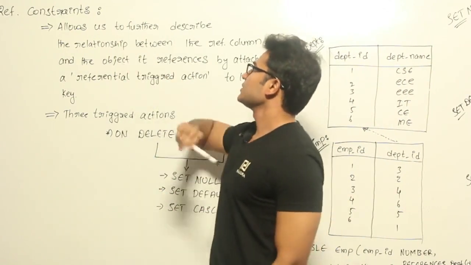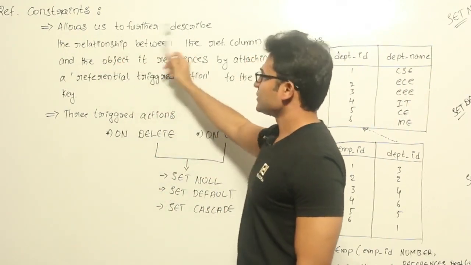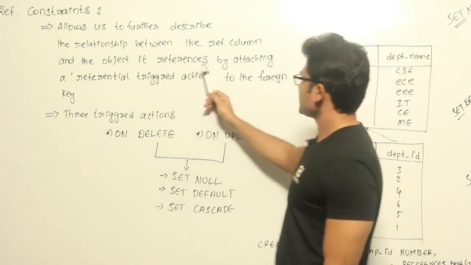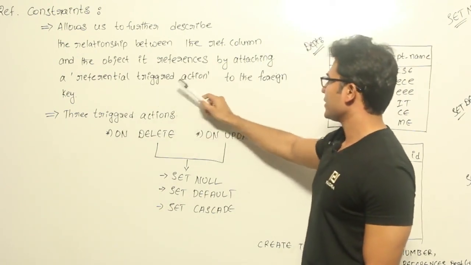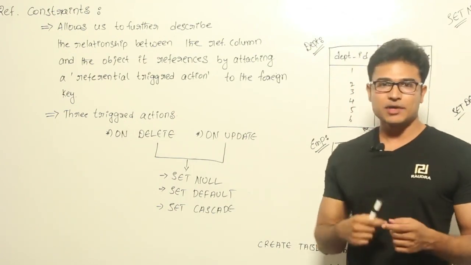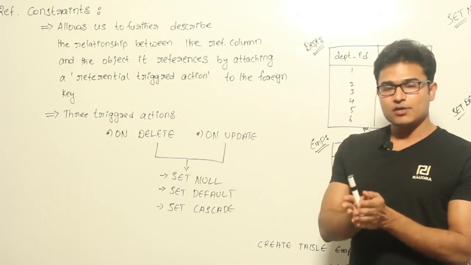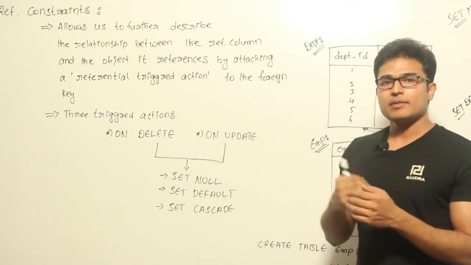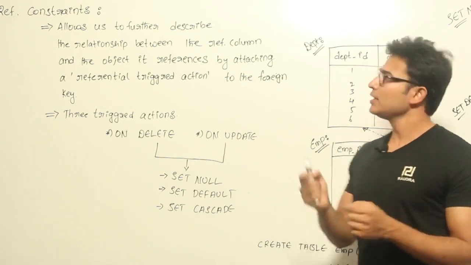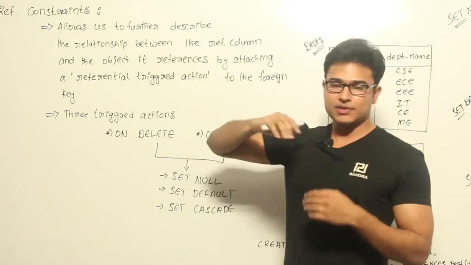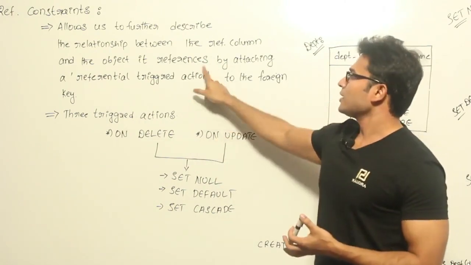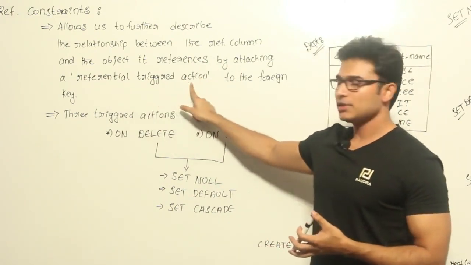Referential constraints allow us to further describe the relationship between the referential column and the object it references by attaching a referential triggered action to the foreign key. So what they are trying to say is, whenever you try to update the key to which someone else is referring, the referential integrity is going to fail. But still, if you want to maintain the relationship even after deleting or updating, then we attach some referential triggered action to the foreign key.